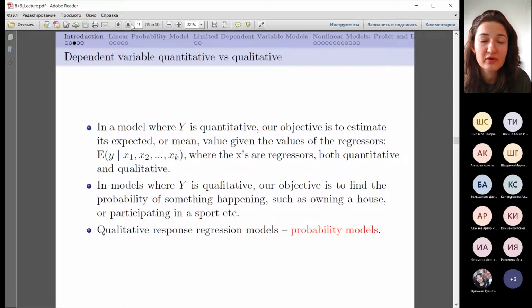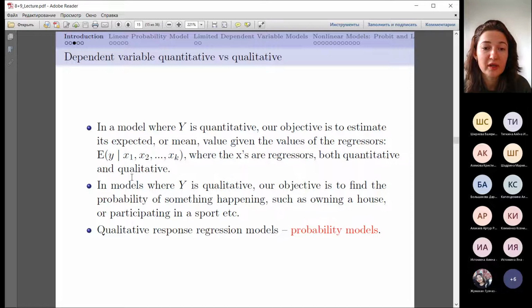First of all, we need to find the difference. In a model where your dependent variable is quantitative, our objective, you remember, yeah, is to estimate the expected or mean or average. Yeah, when we interpret such kind of model, we always add the phrase on average. If we increase some factor by 1 unit, our dependent variable changes by some value, holding all other factors fixed, on average. Okay, this is good.